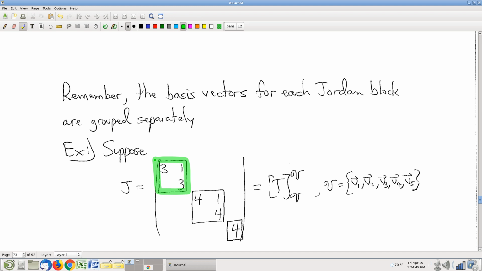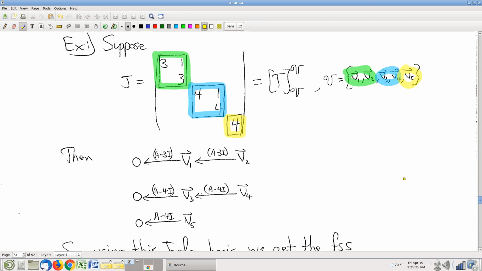This Jordan block is associated to certain basis vectors. And again, how does that work? Well, this block is clearly associated to these 2 columns. Those 2 columns are telling me about the images of those 2 vectors. This second block is associated to those two columns, the third and fourth columns, and those are telling us about the images of the third and fourth basis vectors. And then lastly, this block: fifth column, fifth basis vector.